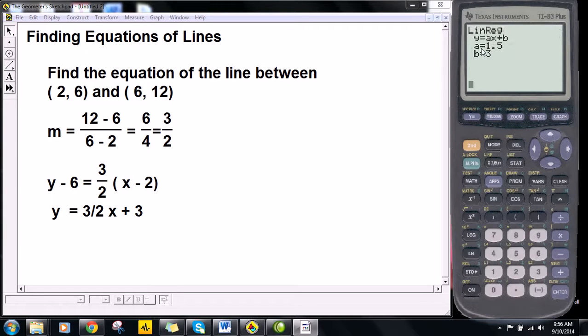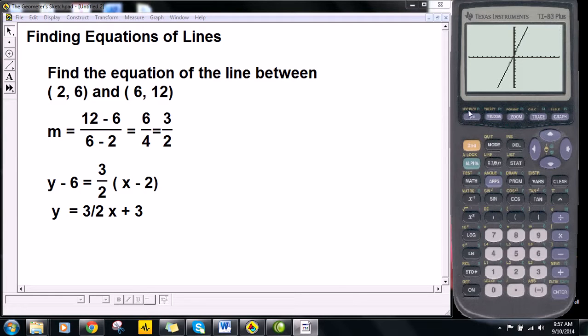And what do you know? A is my slope, 1.5. Oh, that's the same thing as 3/2. My B, my y-intercept, is 3. It's the same thing. So I can look at those two points if I want to. Actually, I don't even need to do this, but whatever. I'm going to do it anyway.